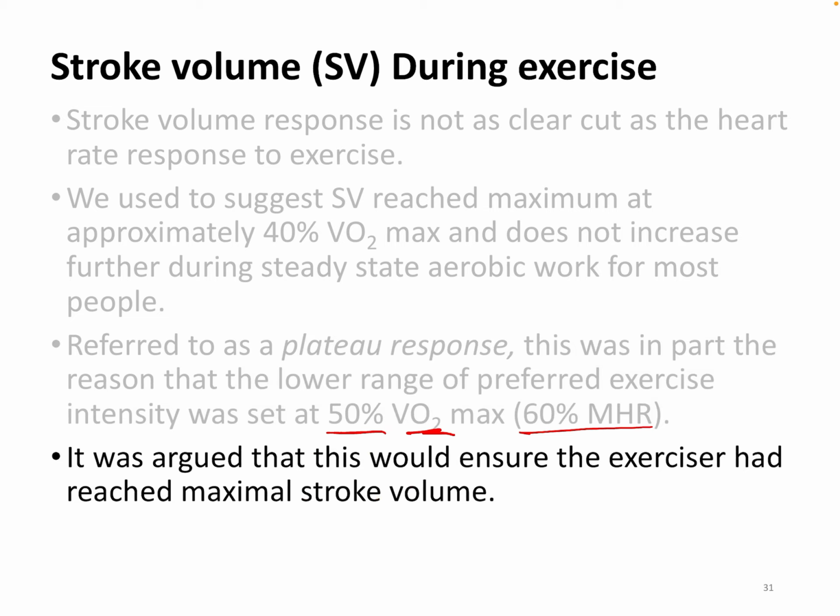It was argued that this percentage would ensure the exerciser had reached their maximal stroke volume. Now, maybe that's true with a novice exerciser, but what about an advanced or elite trained athlete? Would they reach their maximal stroke volume at 50% VO2 max or 60% heart rate?